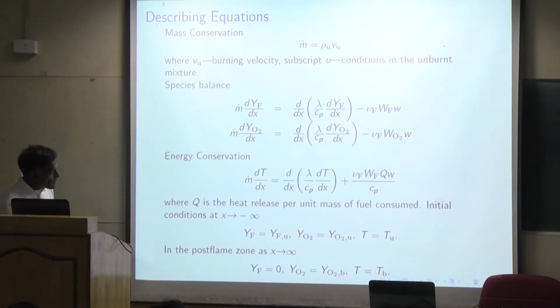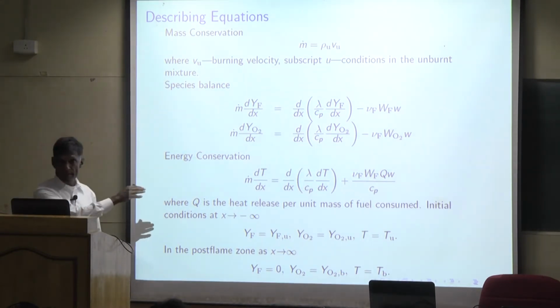All right, now, the initial conditions for this problem are, as y tends to infinity, as I said, this is what you're allowed to specify. Y tends to minus infinity: YF equals YFU, YO2 equals YO. These are initial conditions, okay? T is TU. And after combustion takes place, these are thermodynamic, basically. Okay, TB is a thermodynamic quantity. All right. Okay, so that's the formulation of this.